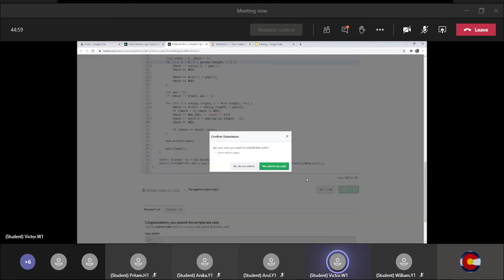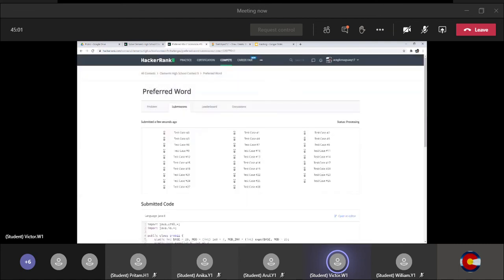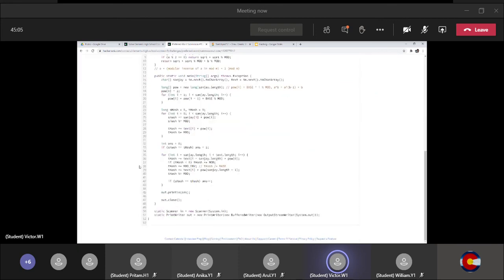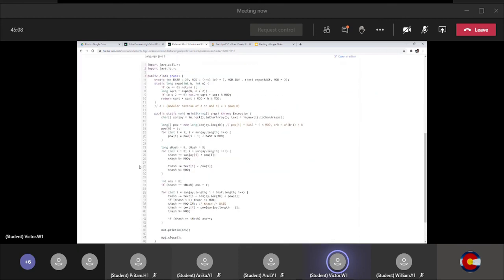Okay, so it passed both sample test cases. So let's see if it runs on the final solution. Okay, so it is accepted. So I know this is a pretty complicated and tedious process, but yeah, does anyone have any questions over what I did?